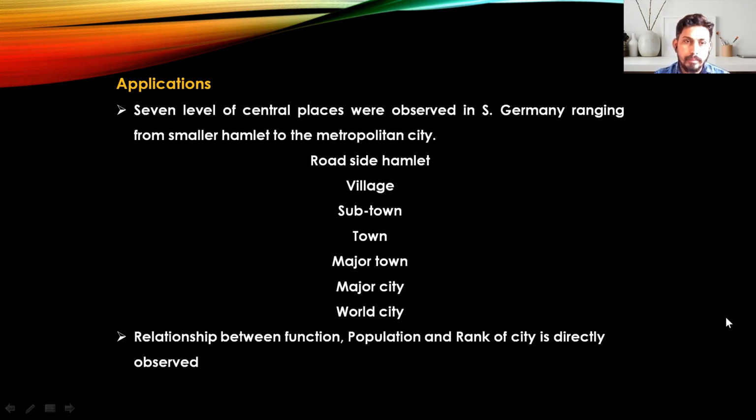The next part is the application part. When this theory was applied to southern Germany, seven levels of central places were observed, ranging from smaller hamlets to metropolitan cities. Those levels are roadside hamlet, village, sub-town, town, major city, and so on. So seven levels of hierarchy were observed in southern Germany according to Walter Christaller's observations. After that, a relationship between the function, population, and rank of the city was directly observed.